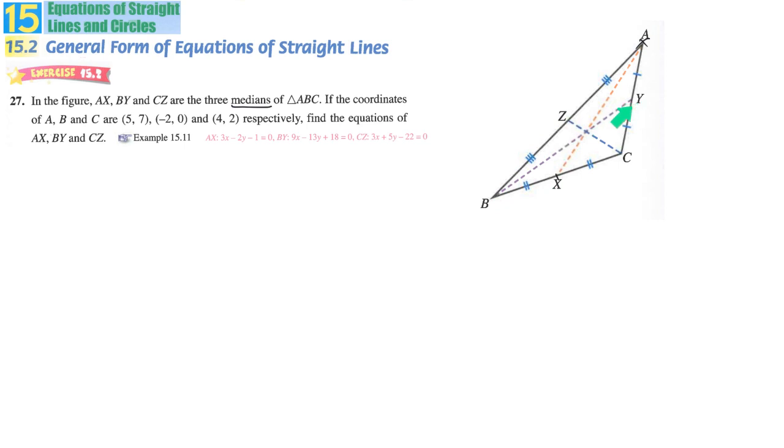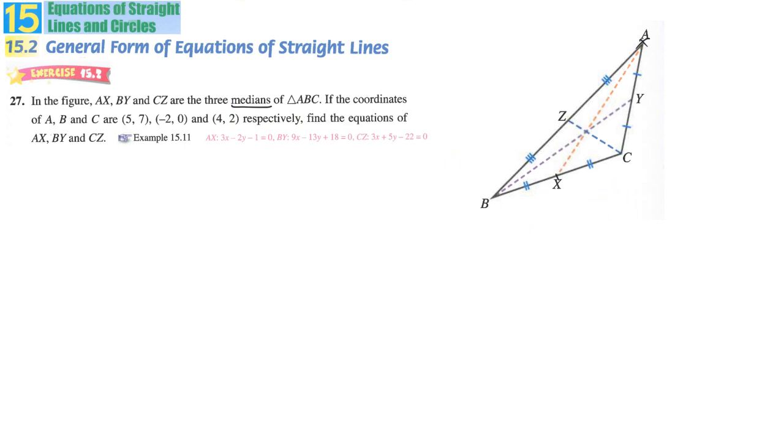And then we have two more, from another vertex to the opposite side's midpoint, and from the last vertex to the opposite side's midpoint. And these intersect at one single point. That point is called the centroid, or in physics, we call that the center of mass. But here, just make sure you know the meaning of median first.